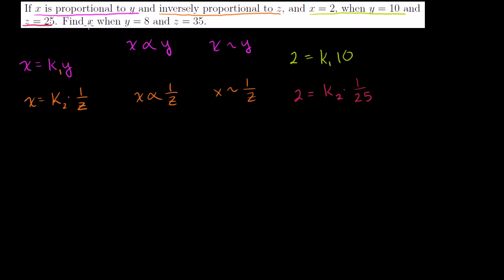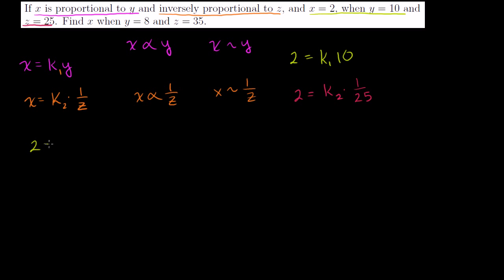So they say find x when y is equal to 8 and z is equal to 35. So essentially what they're asking us, hey, why don't you use this information that we gave you in the green and the red, solve for the different proportionality constants, and then use that to write the specific equations for the proportionality or the inverse proportionality, and then solve for y or z.